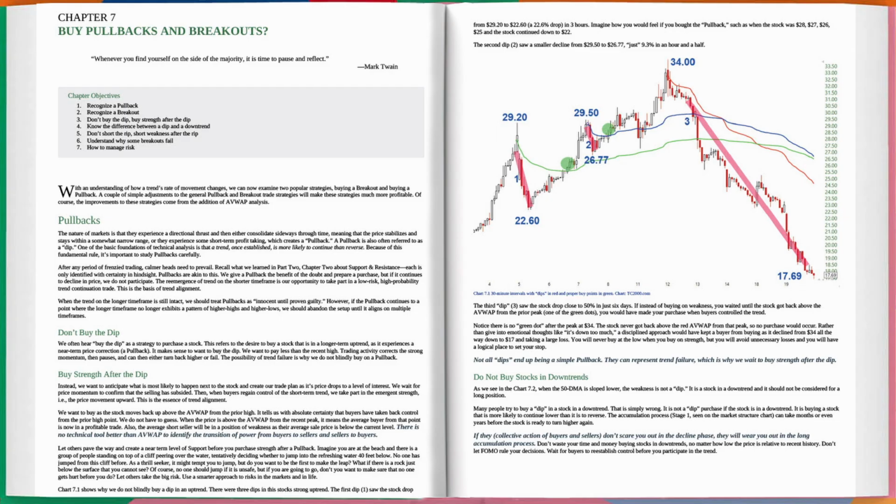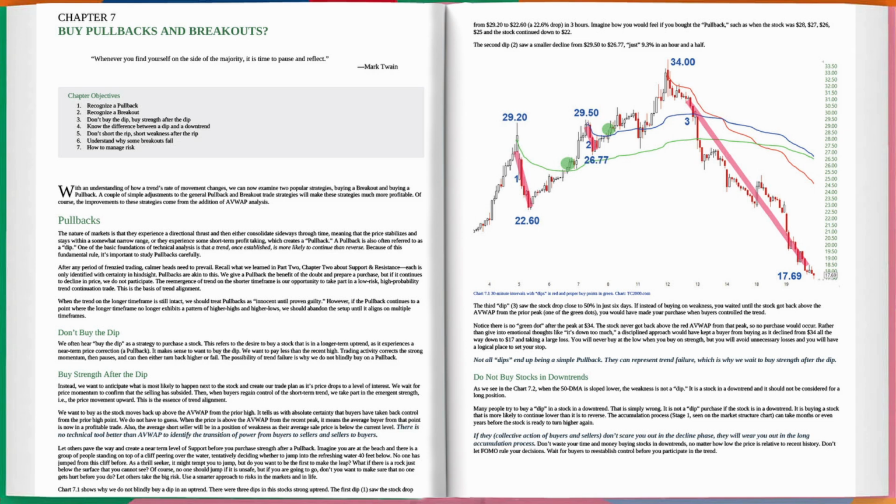With an understanding of how a trend's rate of movement changes, we can now examine two popular strategies, buying a breakout and buying a pullback. A couple of simple adjustments to the general pullback and breakout trade strategies will make these strategies much more profitable. Of course, the improvements to these strategies come from the addition of AVWAP analysis.